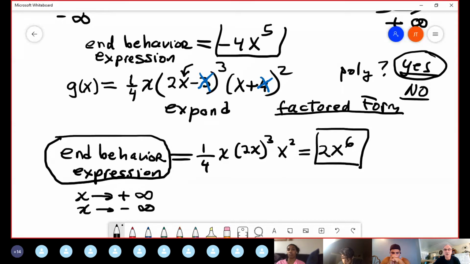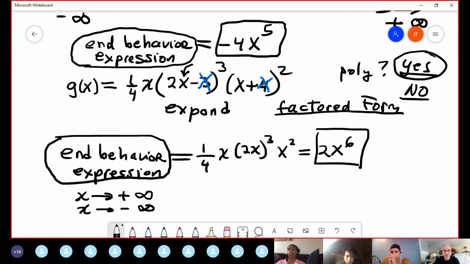The answer in the first one was easy: you take only the greatest exponent. In this case, the factored form is a little bit more complicated. Do you see or no? Okay, so what is the application? What is the utilization of the end behavior?